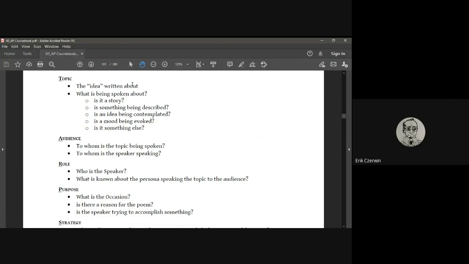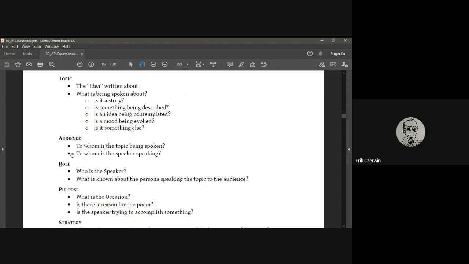Audience is when we start asking to whom is the poem being spoken, right? And audience and role, I tend to do the role first, but I didn't want to make my acronym TRAP. I thought TARP was a lot better because a TARP covers things, and this kind of covers the whole poem, and TRAP didn't really work, so that's why I flipped them. I apologize if that bothers you.